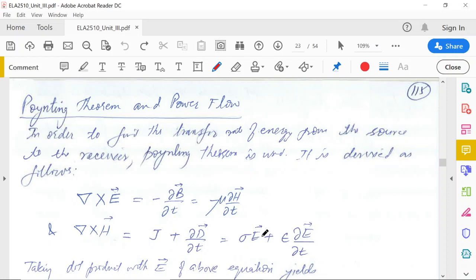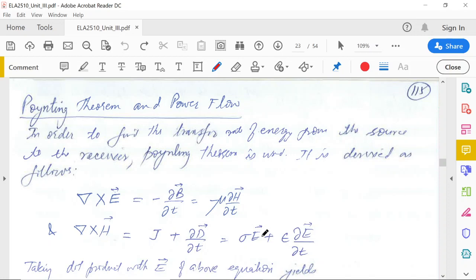So in this lecture, we will study the Poynting theorem and power flow. When you have electric and magnetic fields which are varying with time or propagating in space, they will carry power with them and flow in a particular direction. The power will flow from EM waves in some direction.